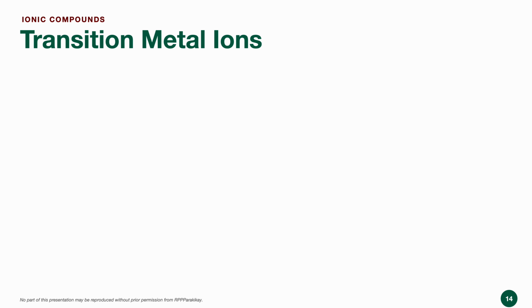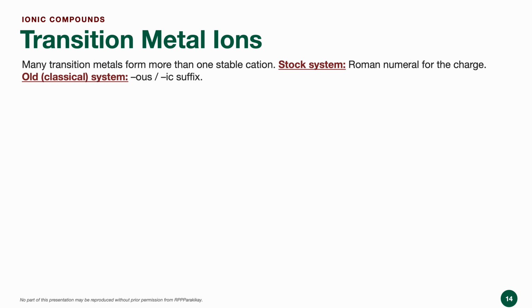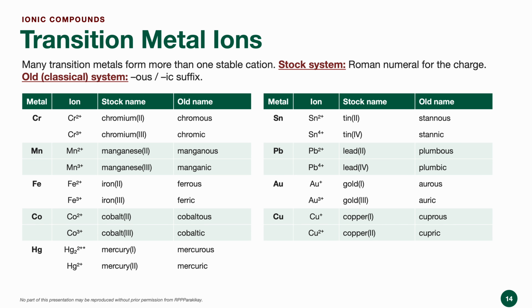For transition metals, or the metals that are found in the D block of the periodic table, this is the complete list for transition metal ion names. We have the following transition metals, each forming 2 common cations. It is also shown in the Stock system and the older classical system. The pattern to notice is that the classical system's suffix is not random or arbitrary.